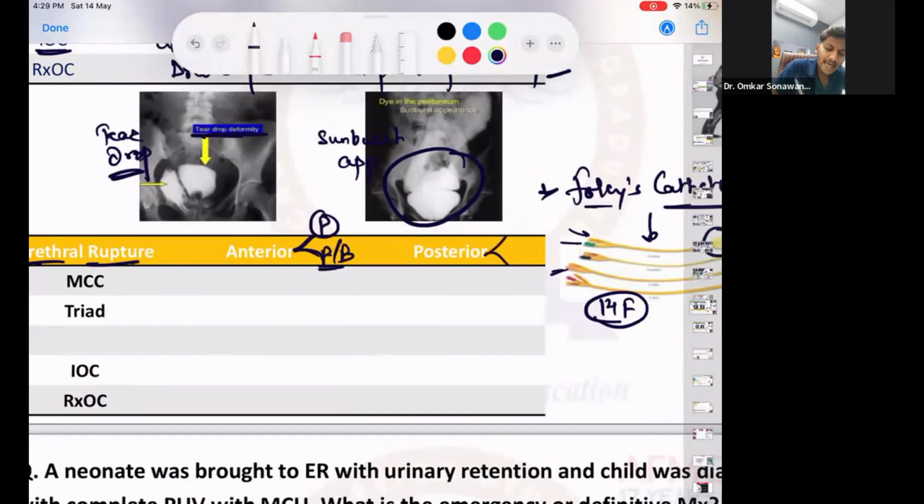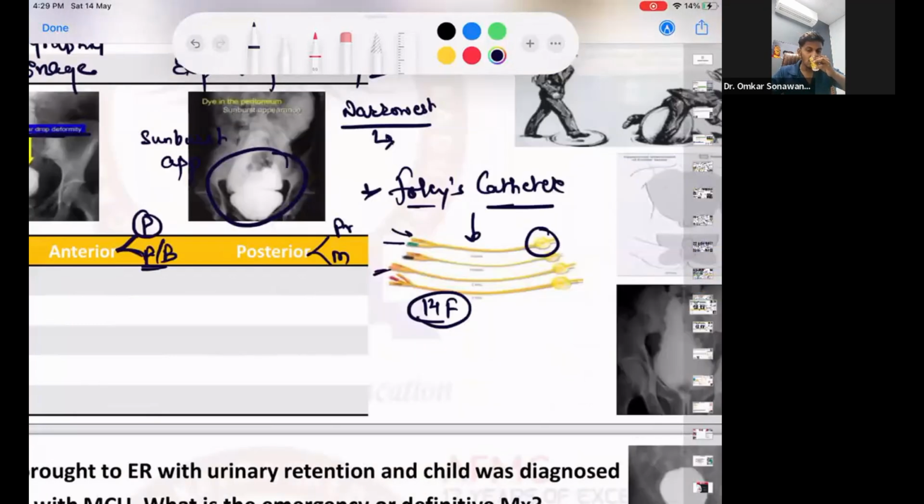Please tell me which is the narrowest portion of the urethra. Straight away one-liner, important question. Anybody? No. Membranous urethra is the second narrowest portion. Prostatic urethra is the widest part of the urethra. The external urethral orifice, or external urethral meatus, is the narrowest part of the urethra.